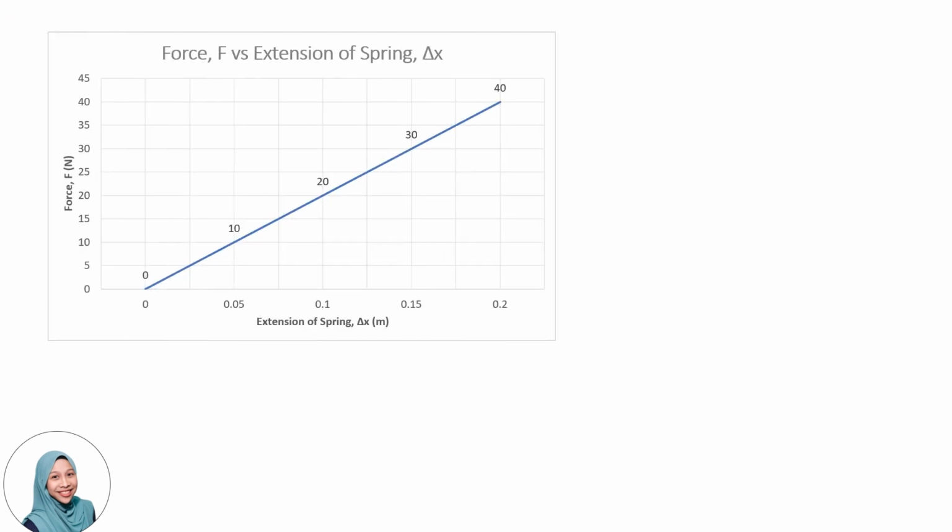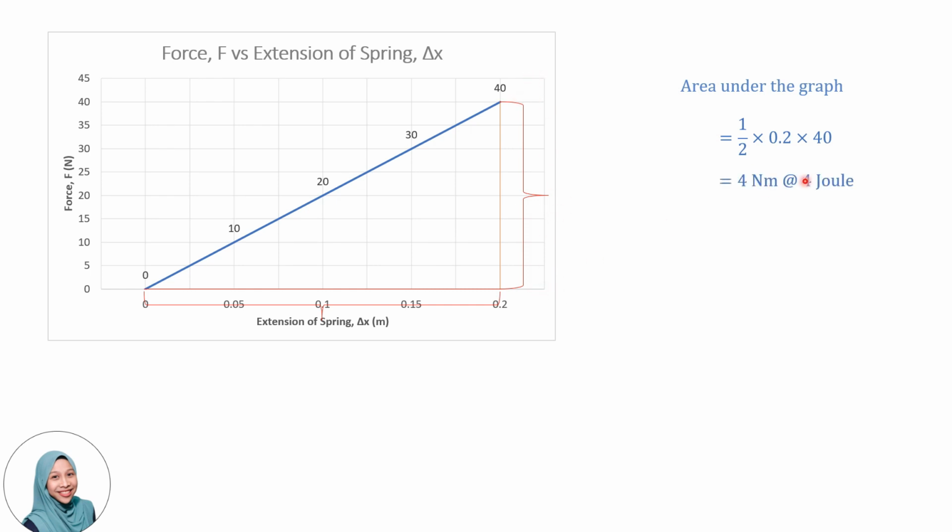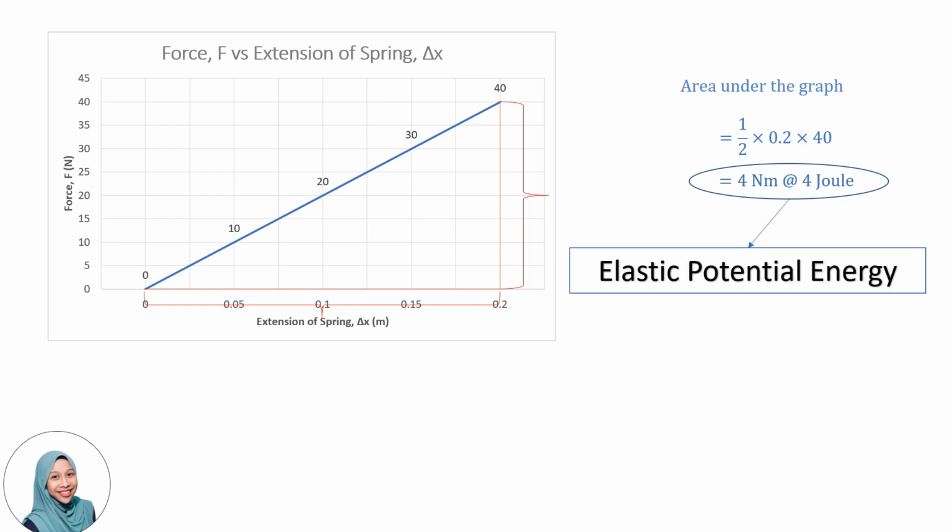Other than the spring constant, from this experiment and the data obtained, we can also determine something by calculating the area under the graph. So to calculate the area under the graph, as we can see here, it is a triangle. Therefore, 1/2 times 0.2 times 40, and we get 4 Newton meter or 4 joule. So this is the energy stored in the spring, otherwise called strain potential energy or elastic potential energy, as we learned in chapter 5.